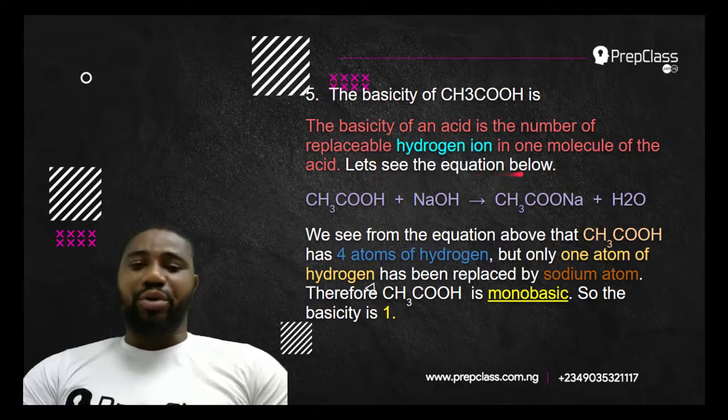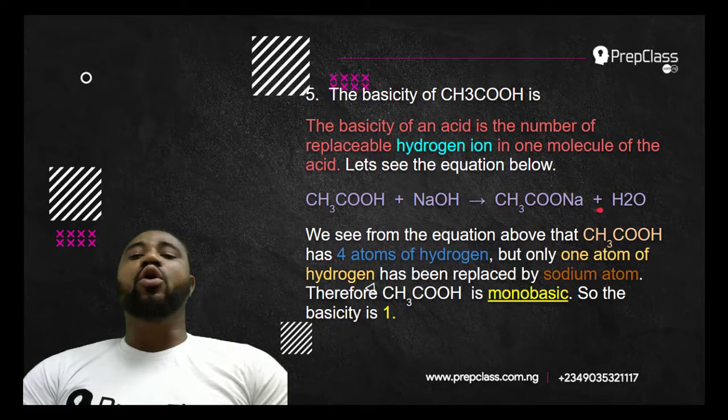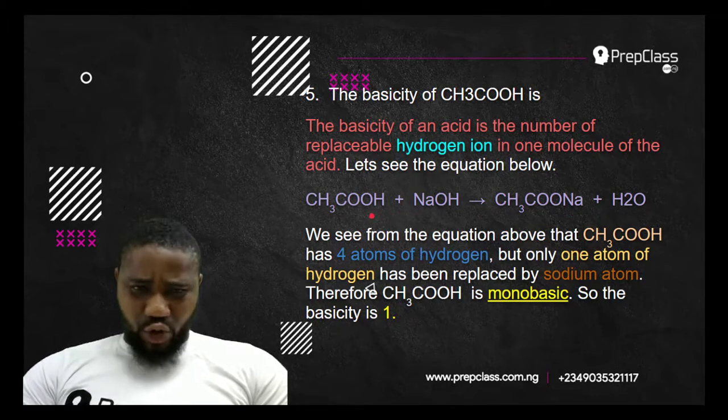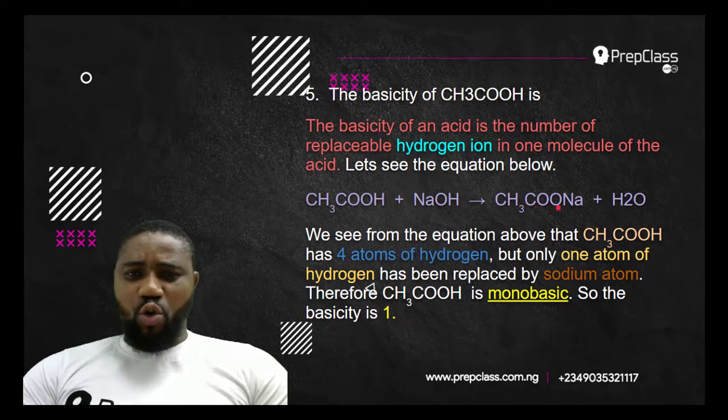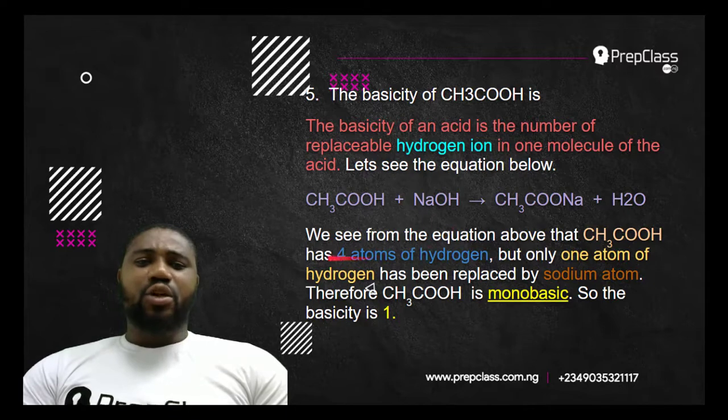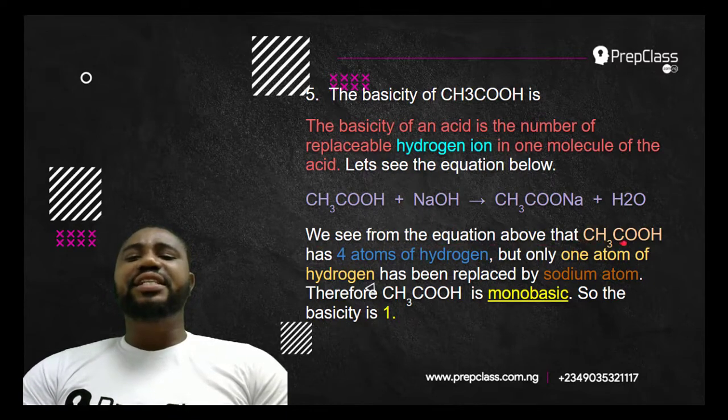Now, let's see the equation below. CH3COOH plus NaOH gives you CH3COONa plus H2O. Do you understand? Now, if you look at this reaction, you will see that this sodium replaced this hydrogen to give you CH3COONa. The hydrogen that was replaced combined with this OH to give what? H2O.